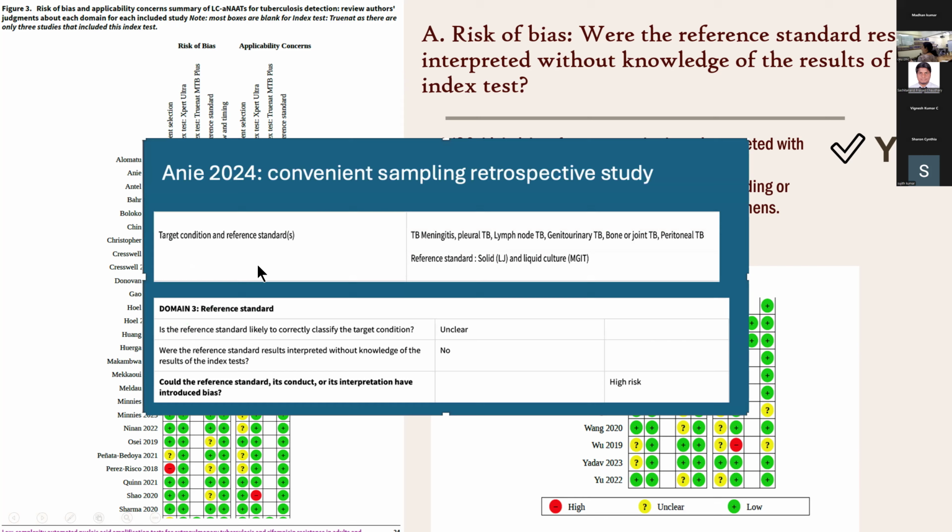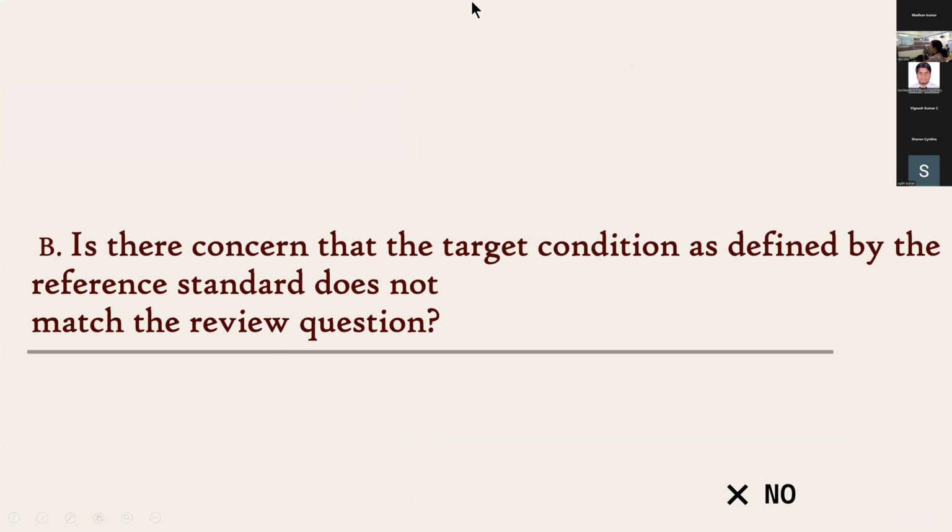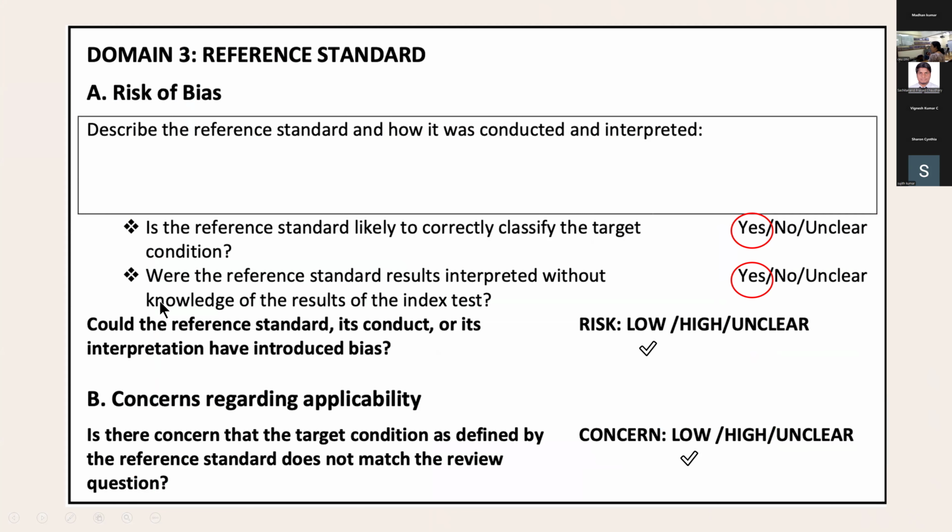So the main study that had the high risk of bias, this was done in believers actually. So what they had done is it was a convenient retrospective sample. So they actually knew what the culture results were, which is why they gave it a high risk of bias. But overall, most of them were pretty good. So my answer for this was yes. Is there concern that the target condition as defined by the reference standard does not match the review question? No. I think that this is the most appropriate reference standard that they could have selected. So in the reference domain, risk of bias was low and concerns regarding applicability were also low.